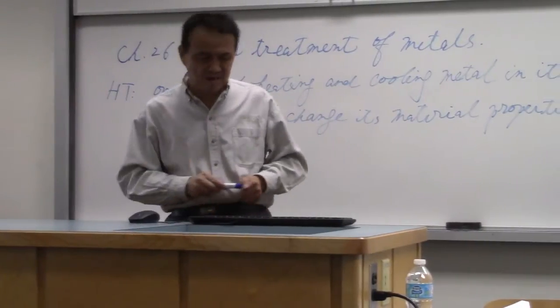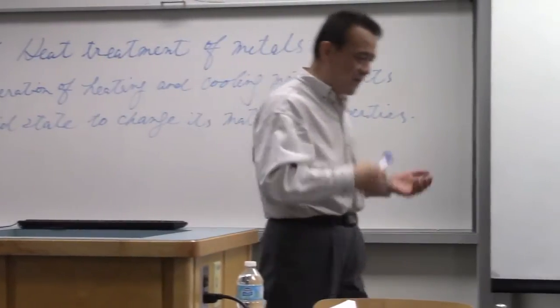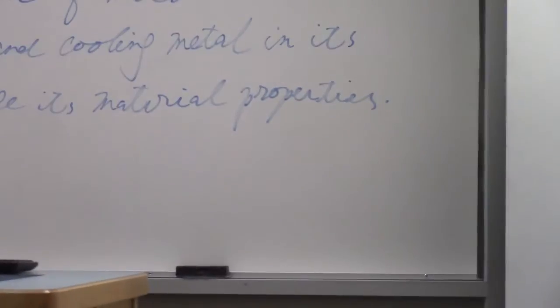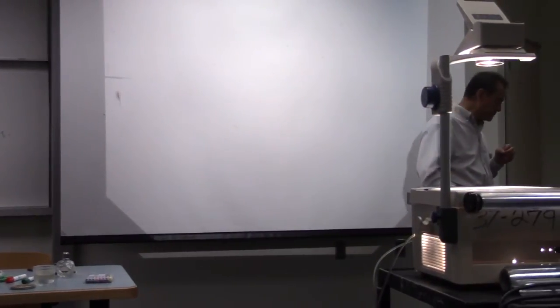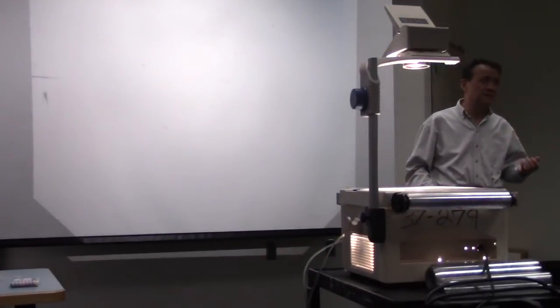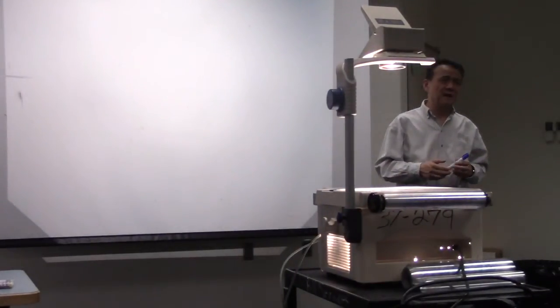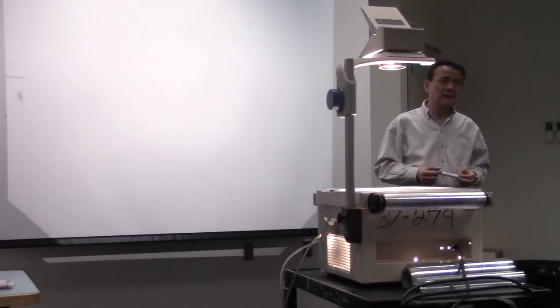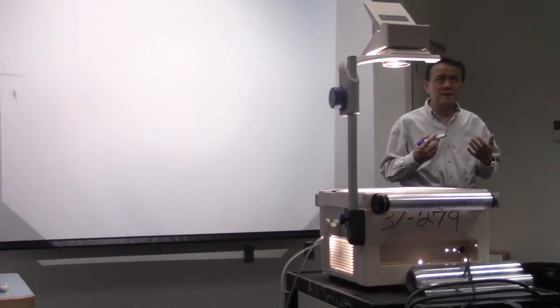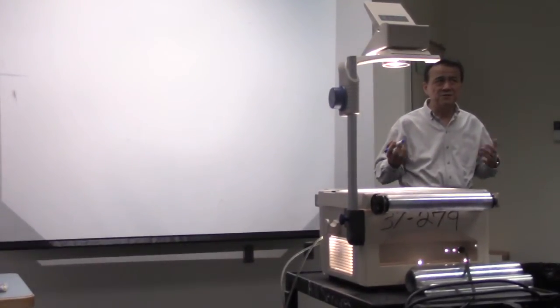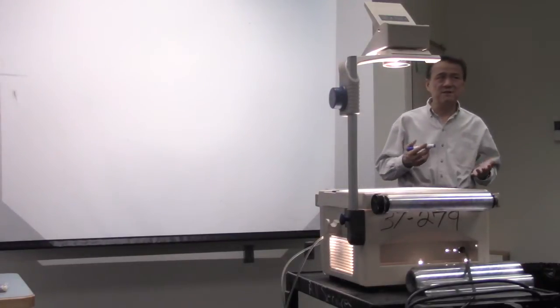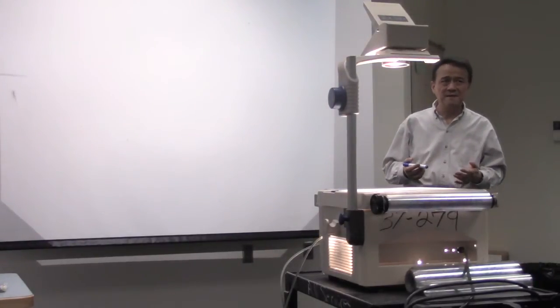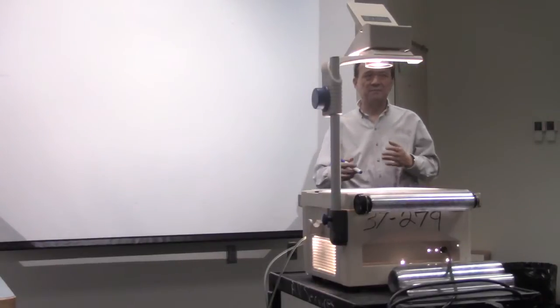Heat treatment is the process of heating and cooling a metallic material in its solid state. We do not melt it. And we have to increase the temperature high enough to change its microstructure. It is the change of the microstructure that changes the properties of the material.